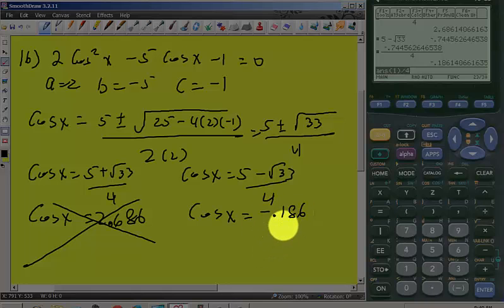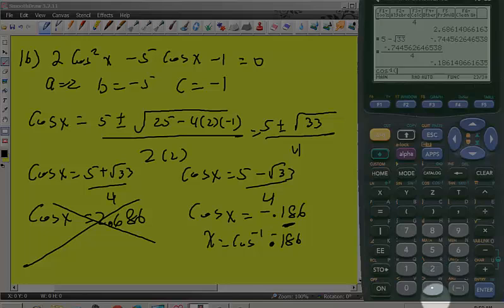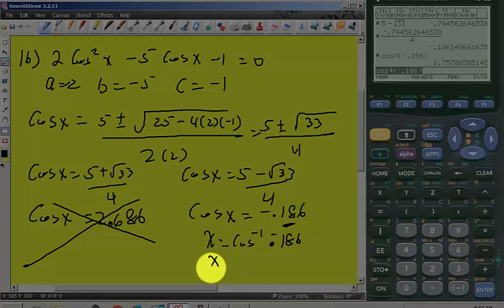The most cosine can be is 1. The least cosine can be is negative 1. As long as it's between 1 and negative 1, we're good. We'll get solutions. So x is equal to cosine inverse of negative 0.186. I'm going to go to cosine inverse of negative 0.186. Hit enter. So my x turns out to be, the angle is 1.758.